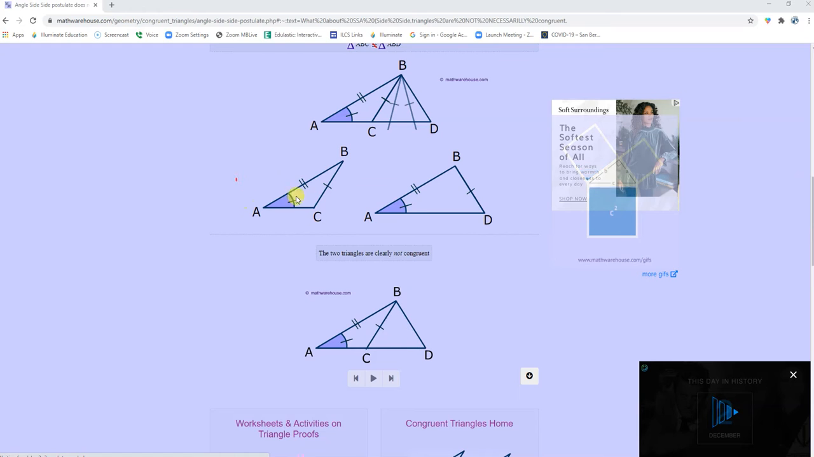So what could happen right here is this leg BC could either be in this position or over here in this position, and it shows us two different triangles, even though they share angle, side, side. So that's why angle, side, side doesn't exist.